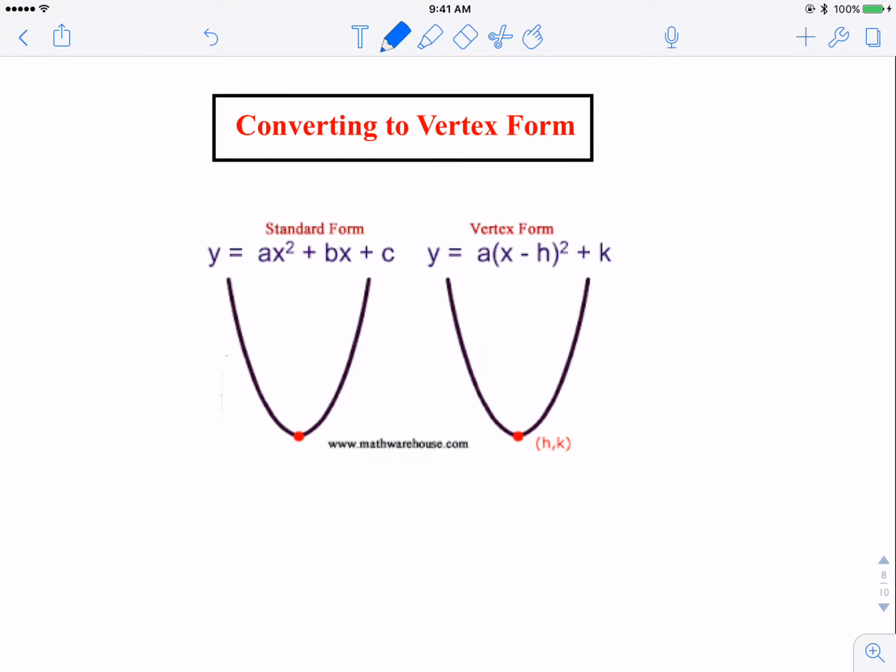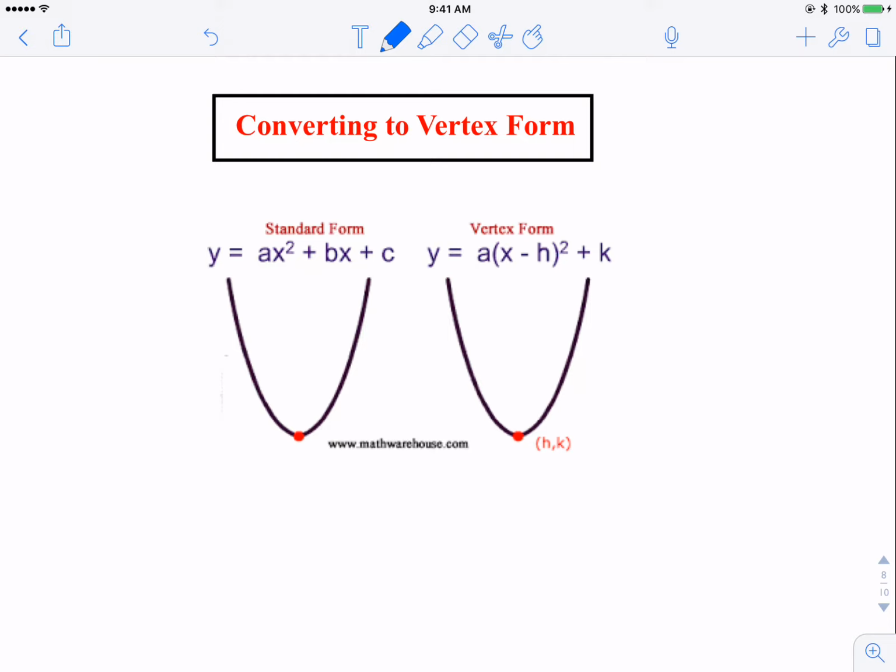Hello. In this video, we're going to take a look at the relationship between standard form and vertex form for parabolas or quadratic functions. We've seen standard form before. We've also seen vertex form in terms of graphing it, but today we're actually going to talk about how to convert something from standard form to vertex form.